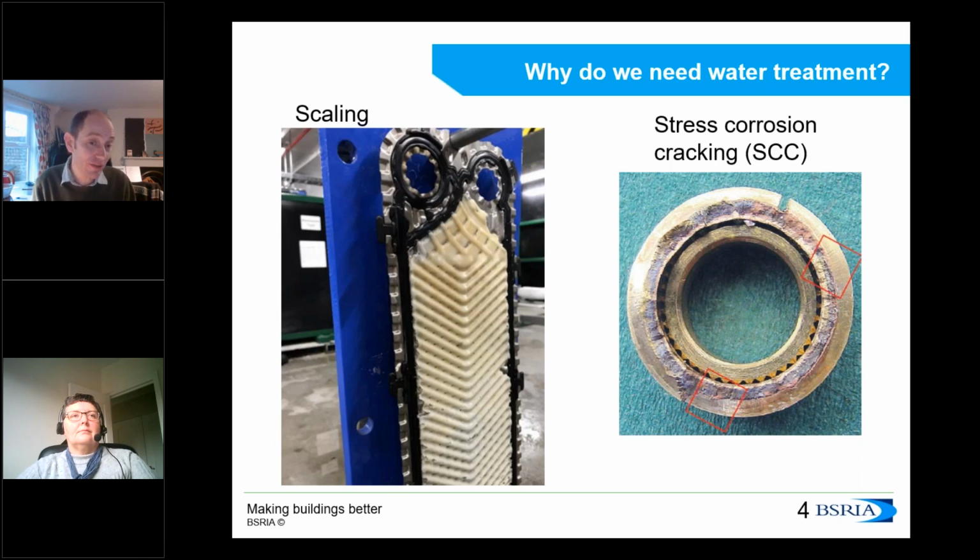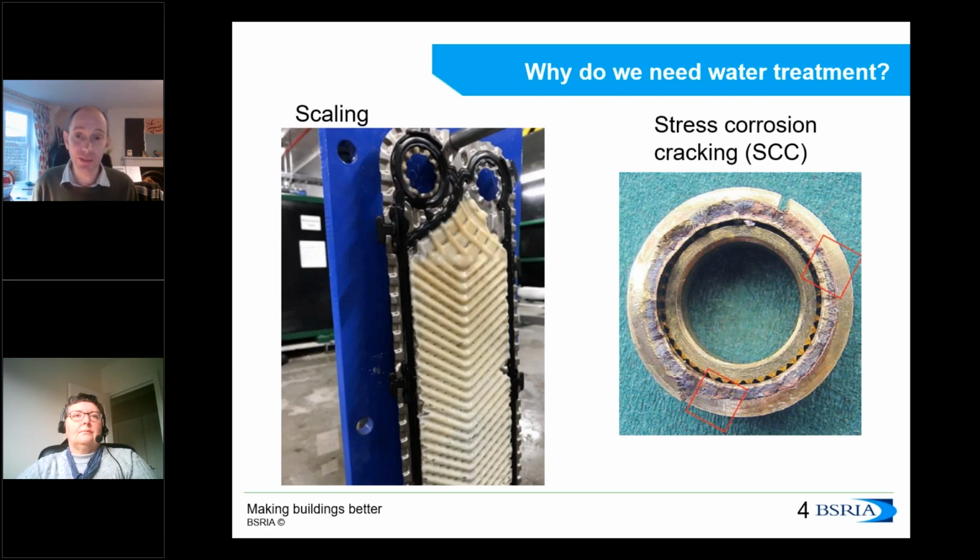That reduces the efficiency of the system. It means that because the passages are smaller, the pump will have to work harder to push water through them. Eventually it will get blocked altogether. Long before it does, the effectiveness of heat exchange will be very much reduced.